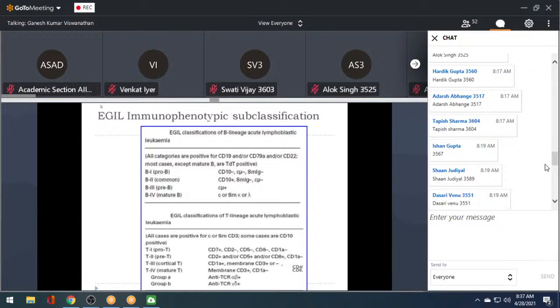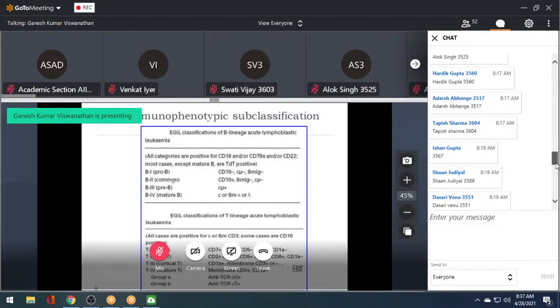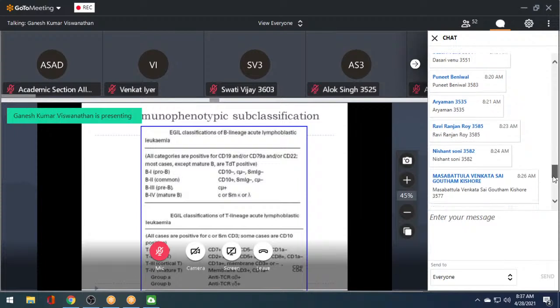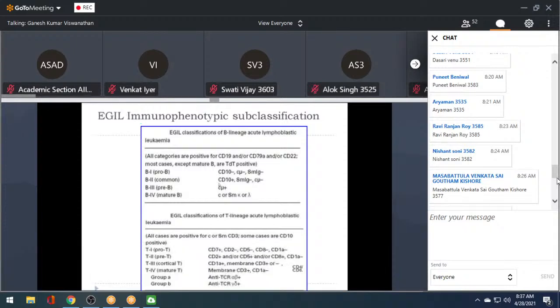So the EGIL classification is one of the earlier classifications which was used to classify B-ALLs and even T-ALL. This classified into Pro-B, Common B, Pre-B, and Mature B, depending on certain immunophenotypic markers. These are certain markers which are present on the surface of the cell. We'll come to it in a while when we study the flow cytometry part. T-ALL is classified into Pro-T, Pre-T, cortical T, and mature T, depending on certain markers.